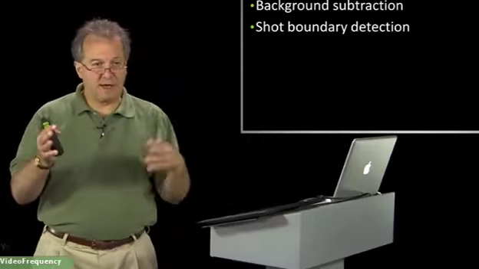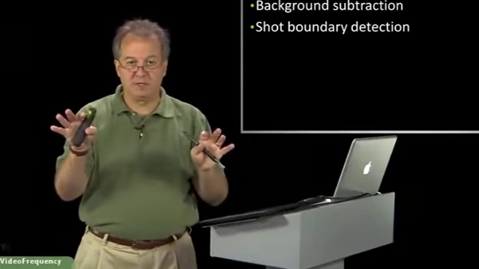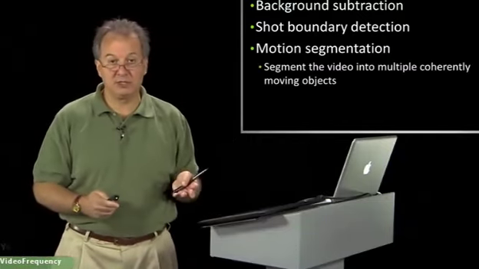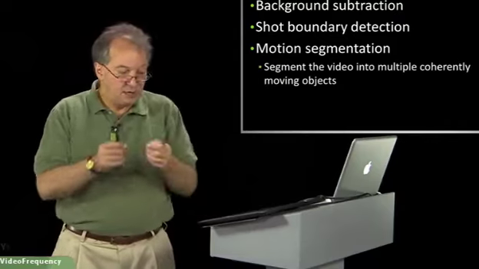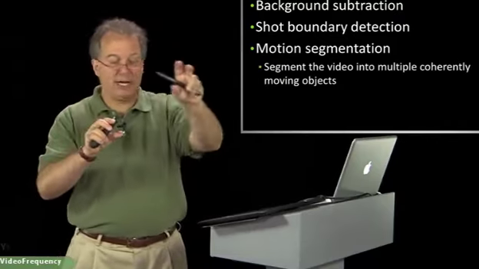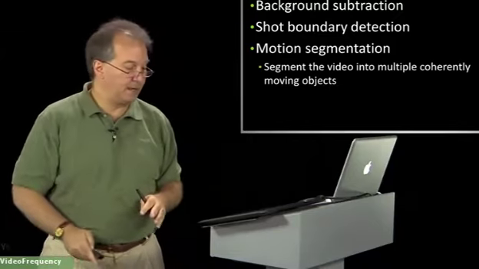Maybe we have a bunch of objects that are moving in different ways within a scene, and we'd like to separate out each of those objects. That's referred to as motion segmentation. Motion segmentation is where you segment the video into multiple what we call coherently moving objects. All right, so they're each moving, but they're moving in an independent way.